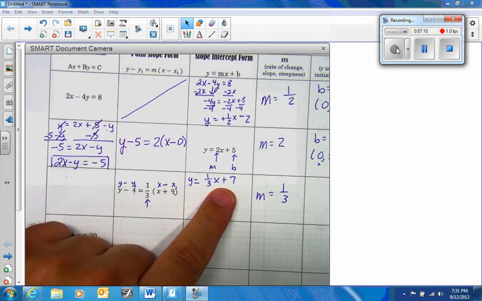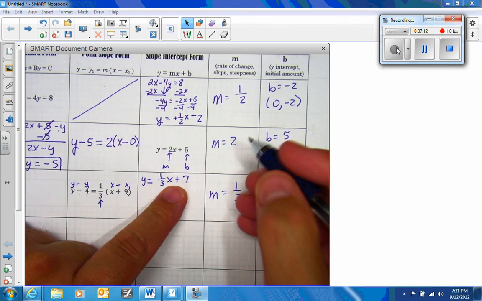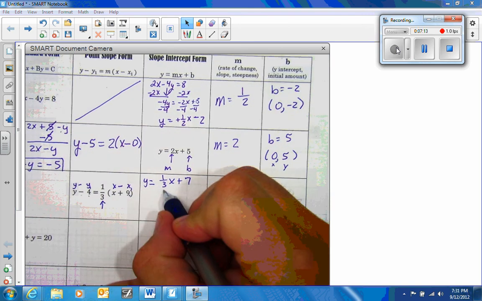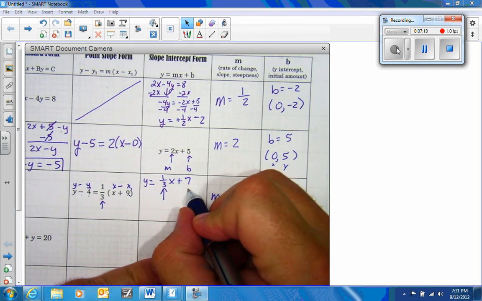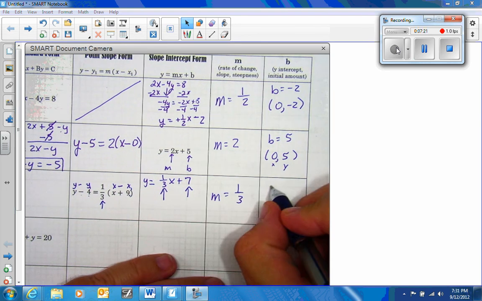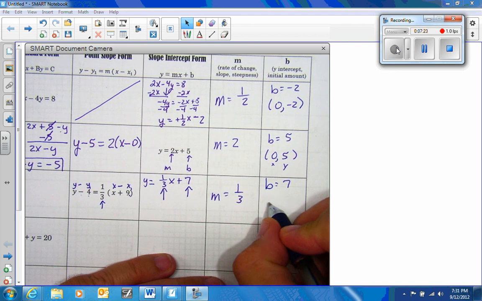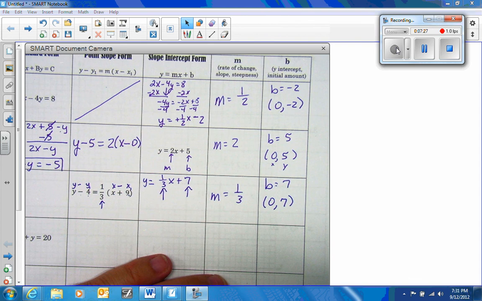Now, in doing so, notice I have my slope still. That's what I have right here. The next thing I have is my y-intercept. So my b is going to be 7. Therefore, (0, 7) is my y-intercept.